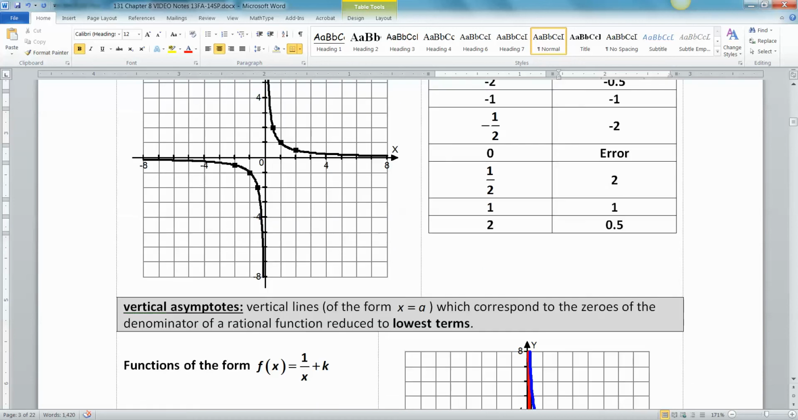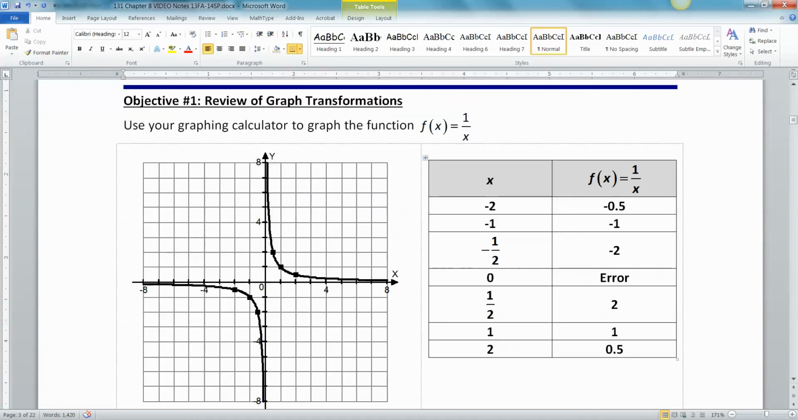That's because these lines are called asymptotes. In particular, I'm interested in the vertical asymptote. A vertical asymptote is a vertical line, which we learned in chapter 1. You write vertical lines in the form x equals a number, a, which corresponds to the zeros of the denominator of the rational function when it's reduced to lowest terms.